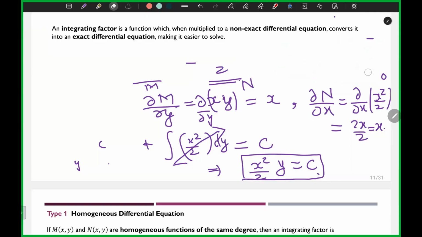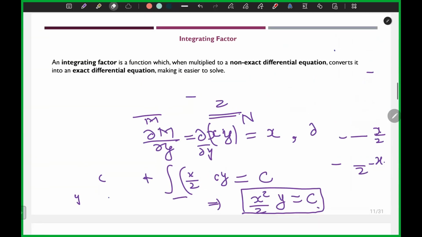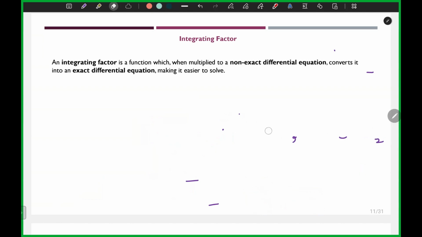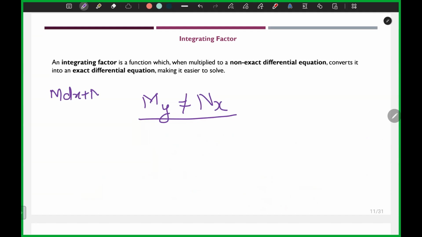So now we come to the integrating factor part. All of us know what an integrating factor is. When we have a non-exact differential equation, when do we say the differential equation is non-exact? When M y is not equal to N x. Like in short, you are writing M y is not equal to N x. Okay. So to make it an exact differential equation, we introduce an integrating factor.